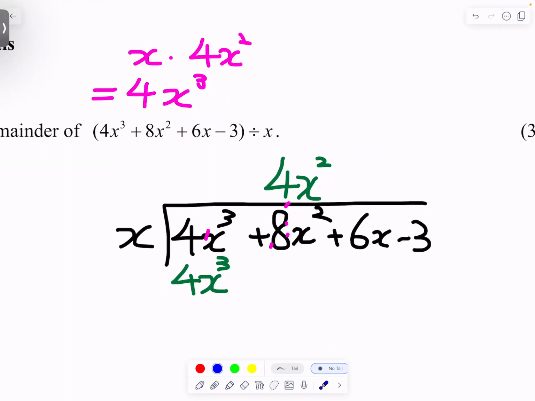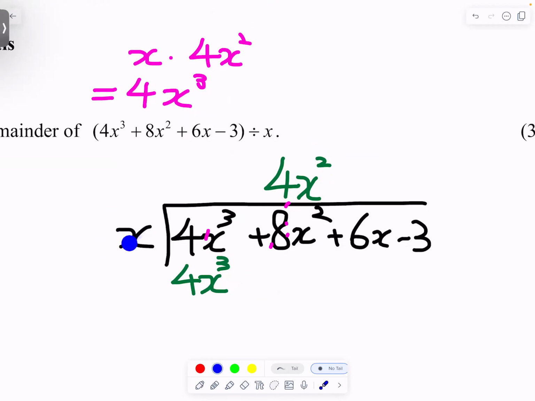X times what is 4x cubed? X times 4x squared. There's number 1 hidden. So 1 times 4 is 4 first. We already have 1x here. We just need 2 more x. So x times 4x squared, we can get 4x cubed, just like that.